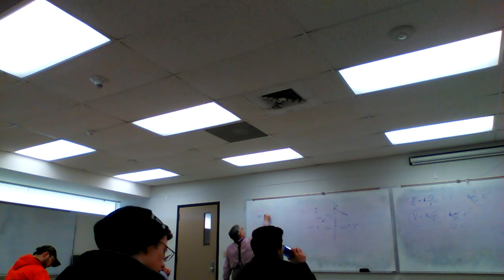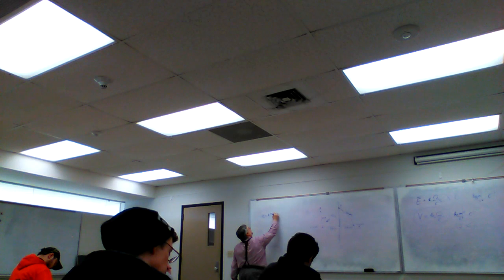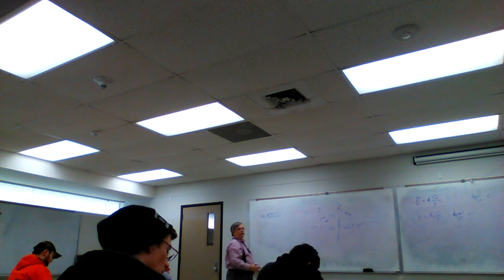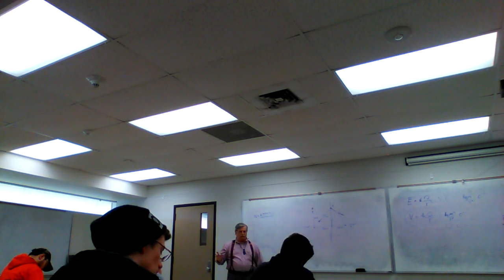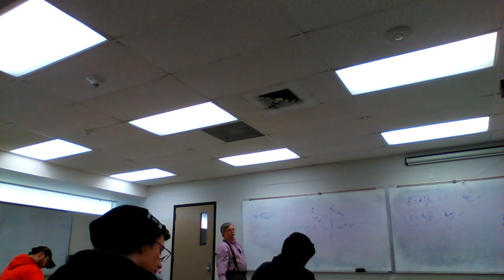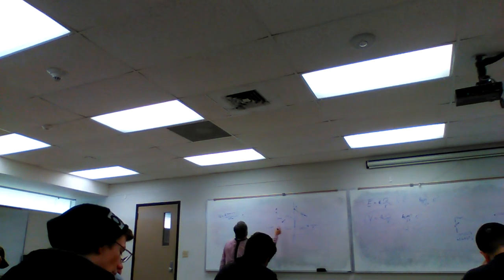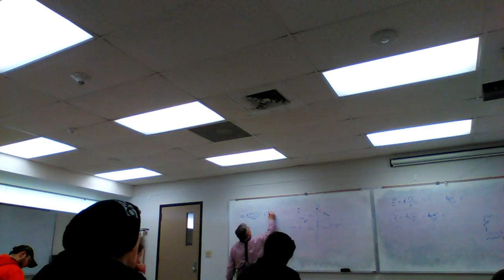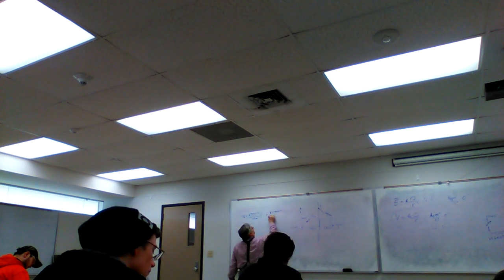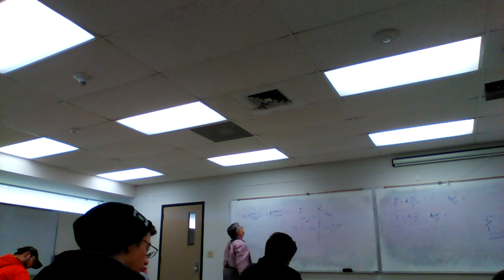K times 50 times 10 to the minus 6 coulombs divided by 30 centimeters, which is what? 0.3 meters, right? Plus K times minus 50 times 10 to the minus 6 coulombs divided by 60 centimeters or 0.6 meters.